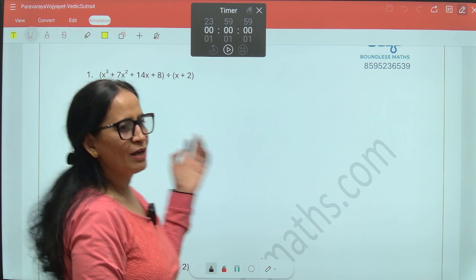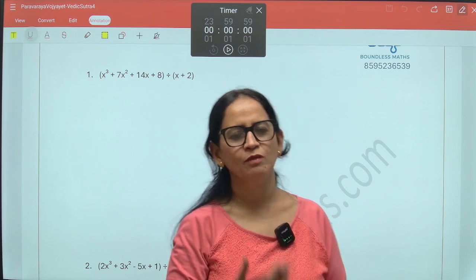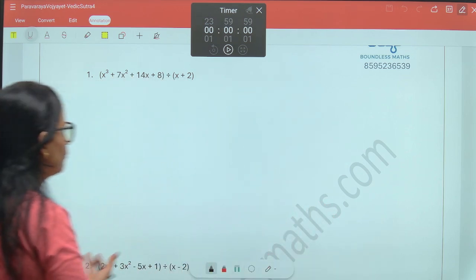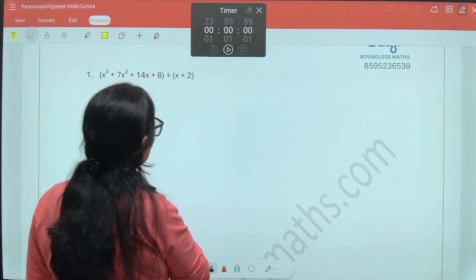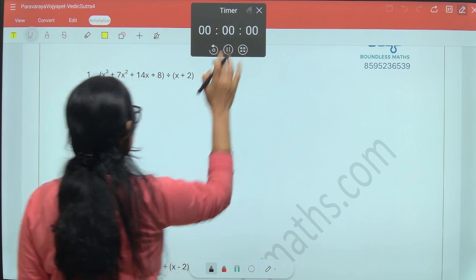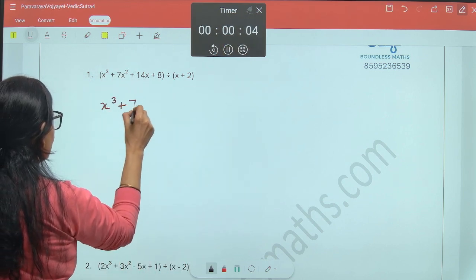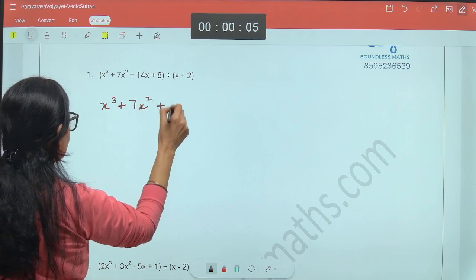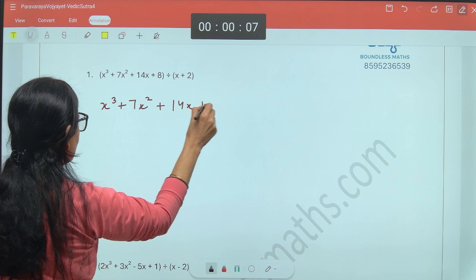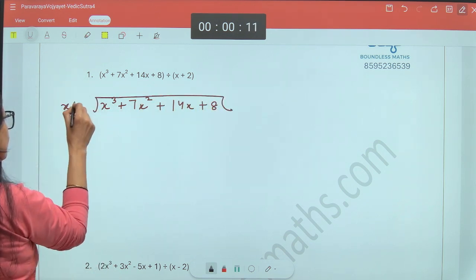First, let's try to solve this question using the conventional method that is normally taught in schools and the way we have been doing algebraic division so far. So I'll just start a timer and let's note the time taken to solve this using the conventional way. So the question is x cube plus 7x square plus 14x plus 8 to be divided by x plus 2.